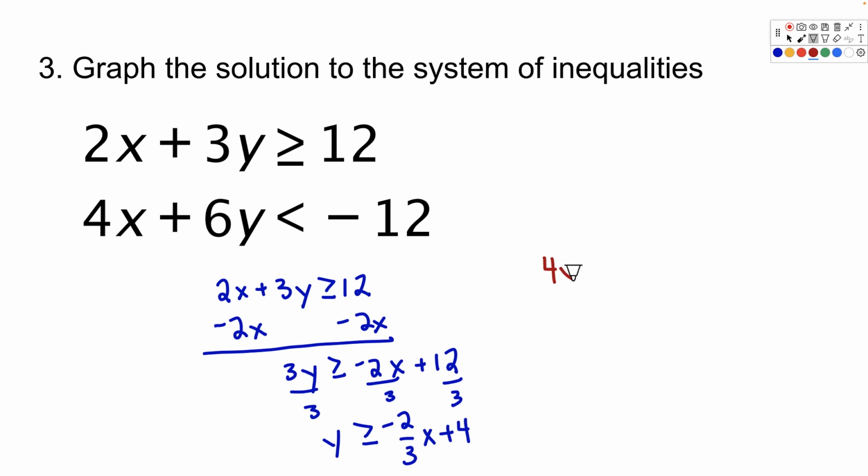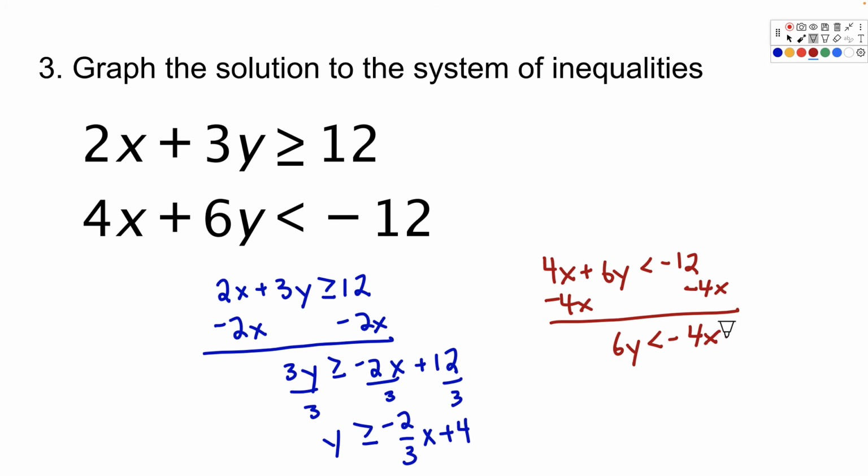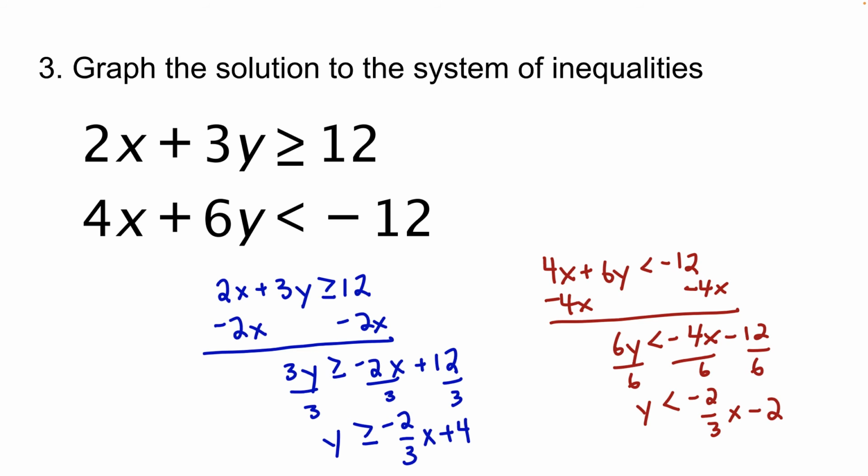Now let's look at the second inequality, 4x plus 6y less than negative 12. We need to start by subtracting 4x to both sides. This leaves us with 6y less than negative 4x minus 12. Divide everything by 6, and we're left with y is less than negative 2/3 x minus 2. You might notice that both of these lines have the same slope, negative 2/3. These lines will be parallel when we graph them on the calculator. Let's go over there now.